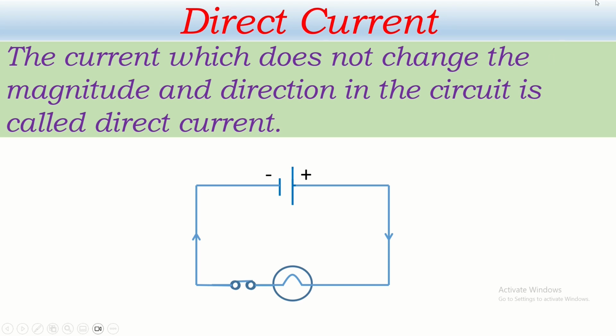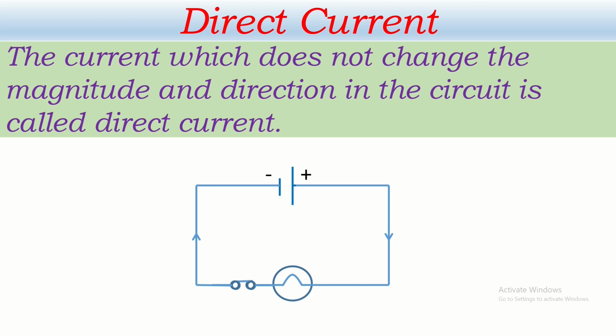This is a cell. The cell is connected to a bulb and there is a switch also. If we switch on the circuit, then current flows from the positive terminal to the negative terminal. It never changes its direction. It never comes back from negative to positive. It always flows from positive to negative. And if the value of current is 1 ampere, it remains the same 1 ampere. It never increases, never decreases. It remains constant at 1 ampere.